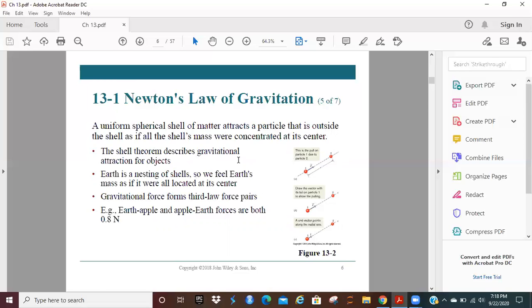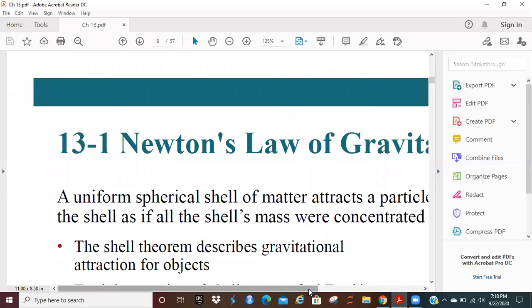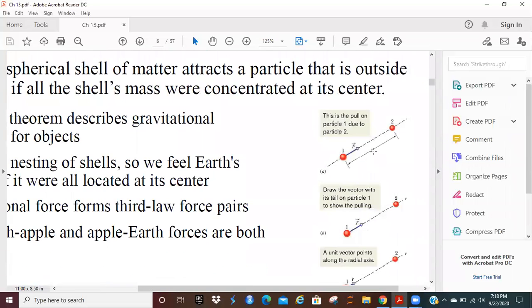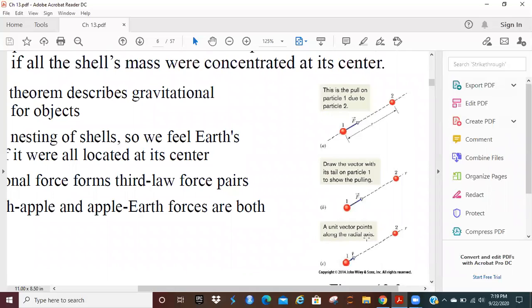Gravitational forces form third law force pairs. In other words, the Earth's force on the apple and the apple's force on the Earth are both going to be 0.8 newtons. You have a diagram over here where this is the pull of particle 1 due to particle 2, and then you draw the vector with its tail on particle 1 to show the pulling, and a unit vector points along the radial axis.